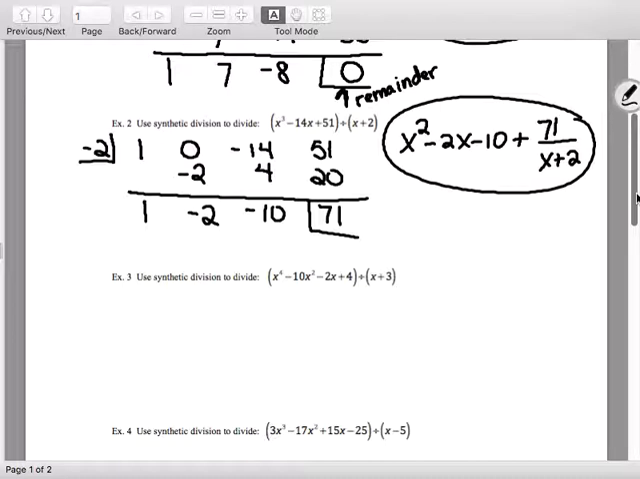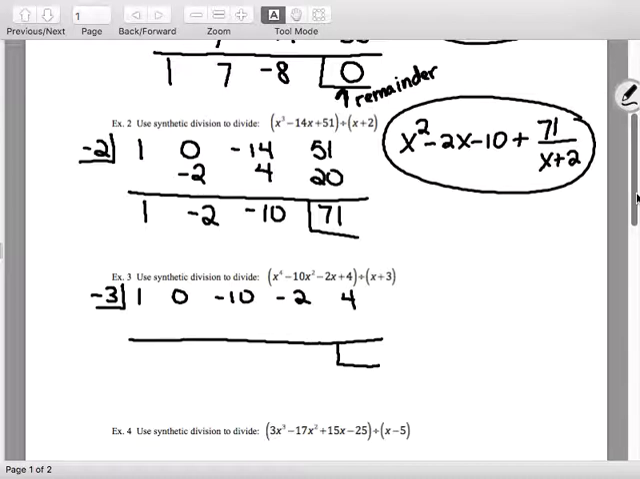All right, so I'm going to start it. I'm going to put -3 in the box. It's 1, 0, -10, -2, 4. Do you notice it's missing an x cubed? So I need a 0 in the x cubed position. Leave a space for numbers. And then I put a box underneath your last number. That's going to represent the remainder.